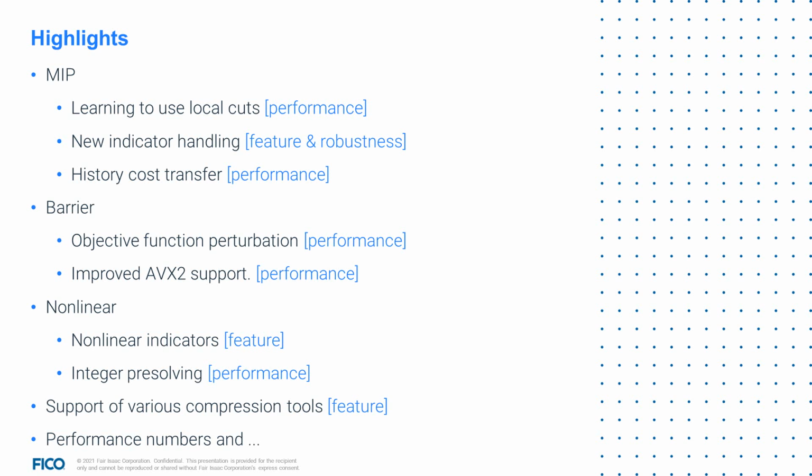The two big topics for today will be the first two on this list: learning to use local cuts and handling indicator constraints. When done with the MIP advances, we will describe the innovations made to the barrier algorithm and our nonlinear solver. And finally, we will present changes made to the file handler, which now supports various compression tools, most likely also your personal favorite. And towards the end, we will present the performance numbers and make an announcement of a new Xpress initiative. Without further ado, let's start with looking into the latest developments of our MIP solver.